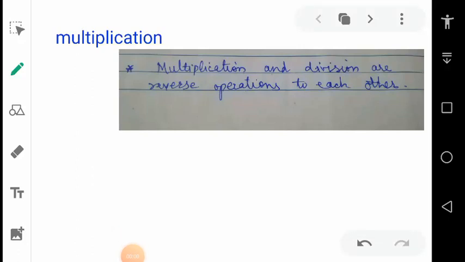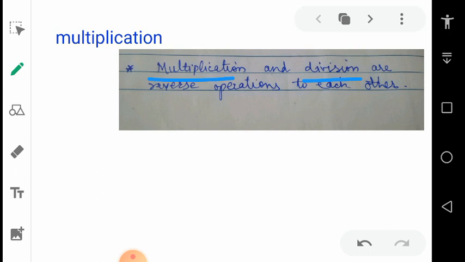Today's topic is about multiplication. I want to tell you what it actually is. So multiplication and division are reverse operations to each other. As written here, both of these are reverse operations to each other.